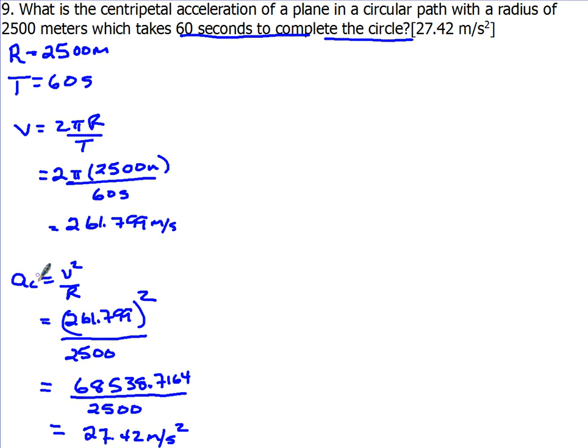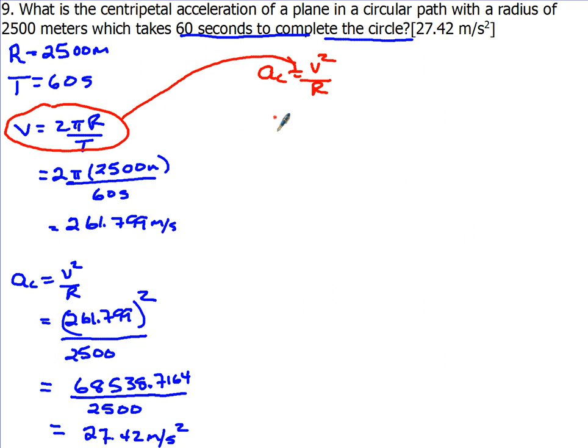Now, it's entirely possible to do this without finding the velocity. Let me show you how. All right, I know your centripetal acceleration is v squared divided by r. Now, I'm going to take this velocity formula and I'm going to plug it in. This is going to get a little messy, so hang on. This is 2 pi r divided by t squared. So this is v squared divided by r. That's the same thing as 1 over r. Now let me multiply this out.